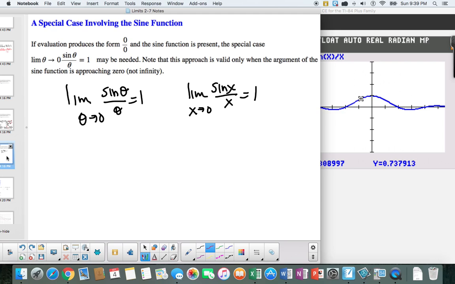Okay, a special case involving the sine function. When we involve the sine function like this, our limit becomes 1. Let's look at it graphically.